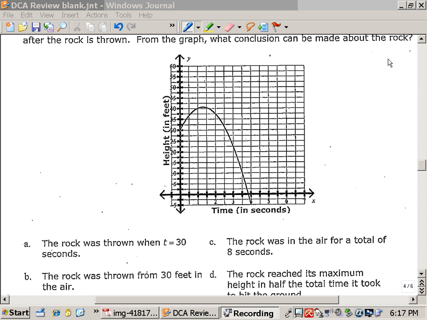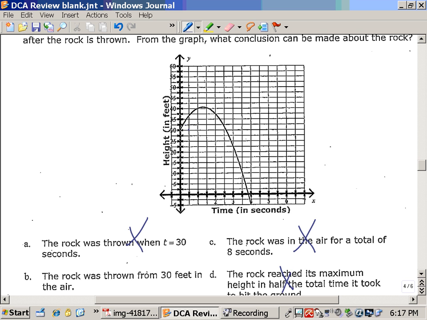Okay, continuing on to number 11. The rock was thrown when t equals 30 seconds. That doesn't mean anything. The rock was in the air for a total of 8 seconds. Looking at the graph, that is not true. It can't reach its maximum height in half the time it took to hit the ground because it started up here at 30, which is B. It was thrown from 30 feet in the air.